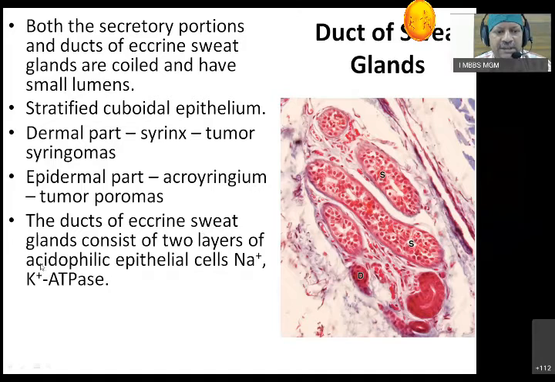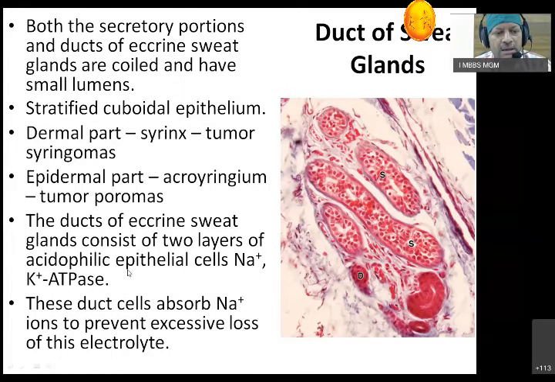The duct of the eccrine sweat gland is not passive. It helps in absorbing sodium with the help of sodium potassium ATPase. It helps in the absorption of extra sodium in the normal process by the sodium potassium ATPase channel. These ducts absorb sodium ions and prevent excessive loss of electrolytes whenever there is normal perspiration, or we say skin loss of fluid.